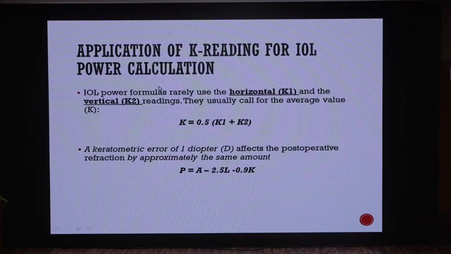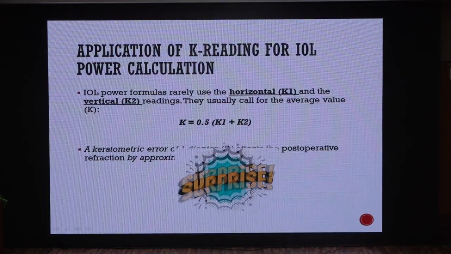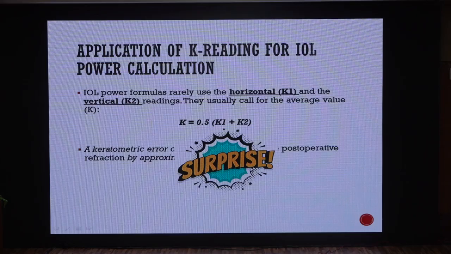So the next application would be for IOL power calculation. One thing that you need to understand is that you always take the average of your keratometry reading. It is not K1 or K2, it is the average. Second, you need to understand the relationship of keratometry. So you see it is 0.9 times the keratometry reading. So almost one entire diopter is going to get affected, and that would lead to post-operative refractive surprise if we have not calculated the keratometry readings properly.